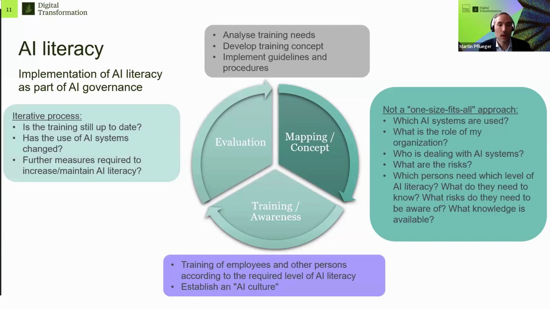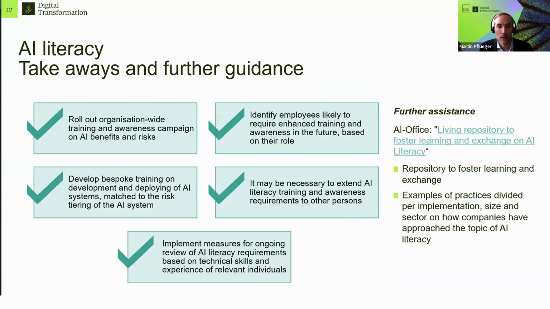So going on to the next slide, just a few takeaways that you can read yourself, but to give you one important aspect: there is further assistance out there from the AI Office in the EU Commission. There is a living repository which presents examples of practices of companies, divided per implementation side and their sector, on how they have approached the topic of AI literacy. So members of the AI Pact under the EU Commission have published how they approach this AI literacy requirement. And this is going to be developed further and gives you some practical examples of how other companies are implementing it.